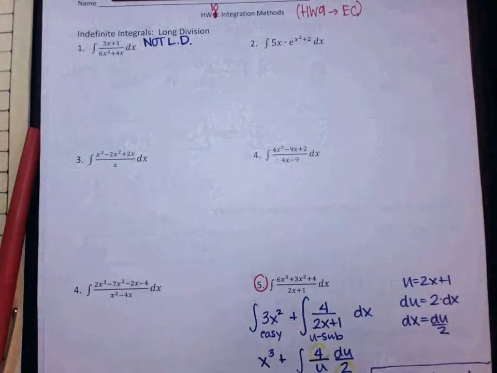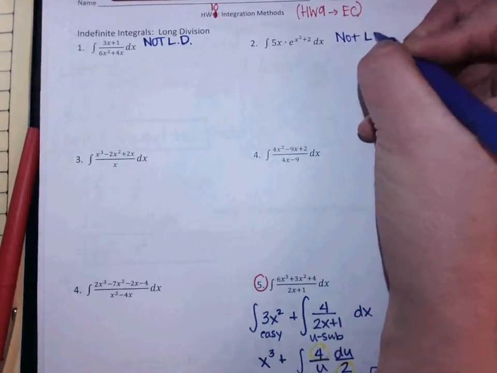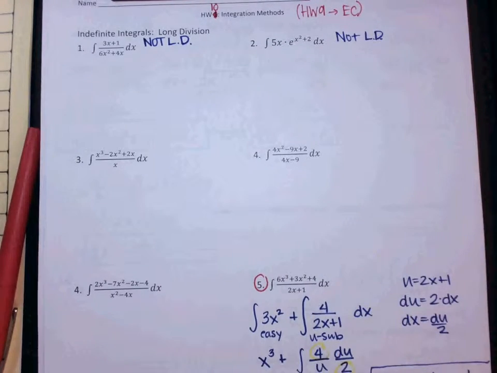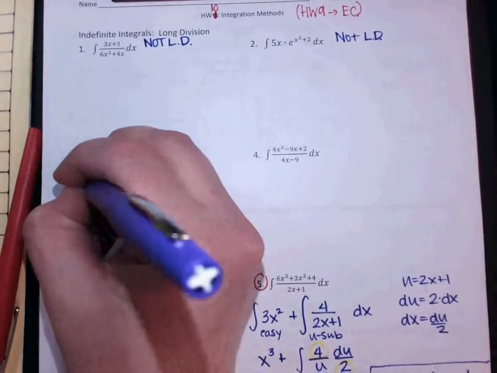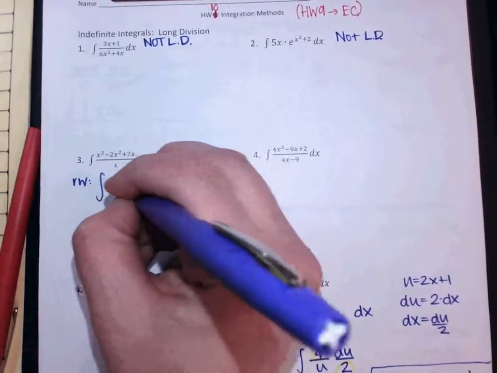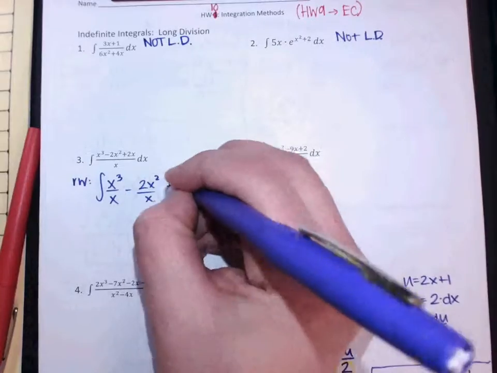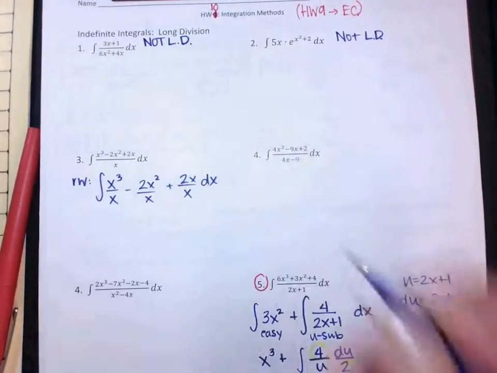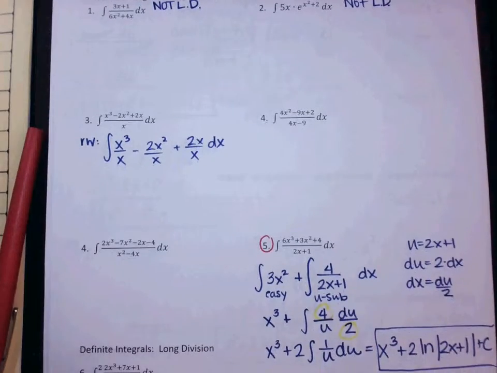Okay, now can you do long division with E? No, not long division. Okay, what about number 3? Yes, you could do long division, but that would be a waste of time because can you split over an x? And that's way easier. So you want to pick the easiest way, so don't pick the harder way. So you could rewrite this as x cubed over x minus 2x squared over x plus 2x over x. And if you do it like that, you get to avoid all of the complicated part.